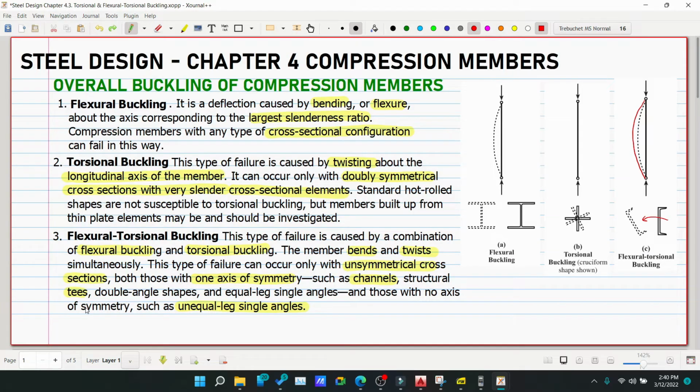So, this is our introduction for overall buckling of compression member.